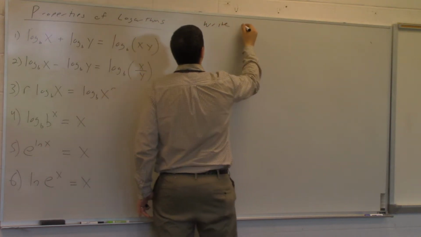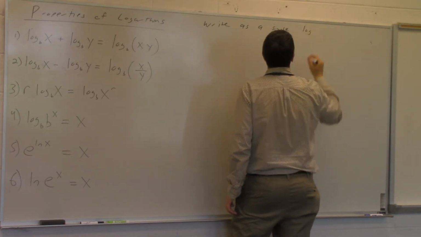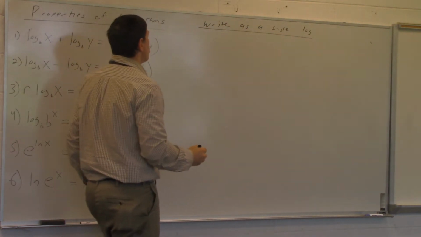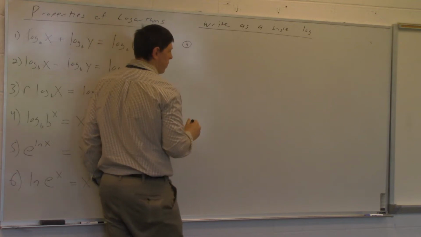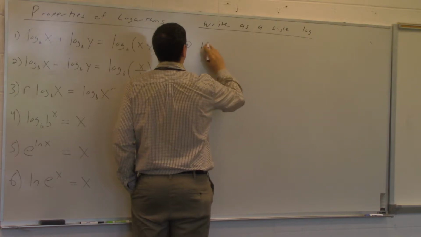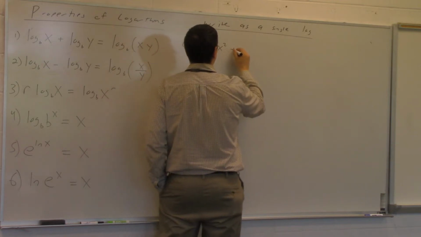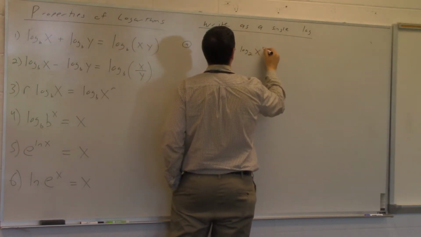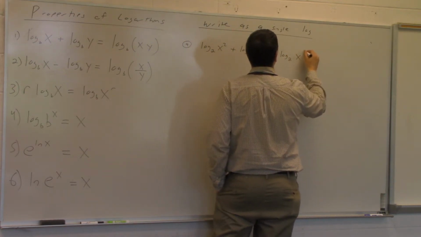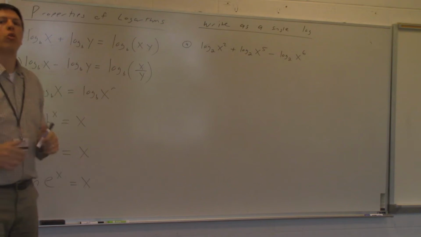So I want to write as a single log. So let's say for letter A, we'll do something fairly basic. Let's say I have something like log base 2 of x squared plus log base 2 of x to the 5th minus log base 2 of x to the 6th. Okay. And what I want to do is simplify that into a single logarithm.